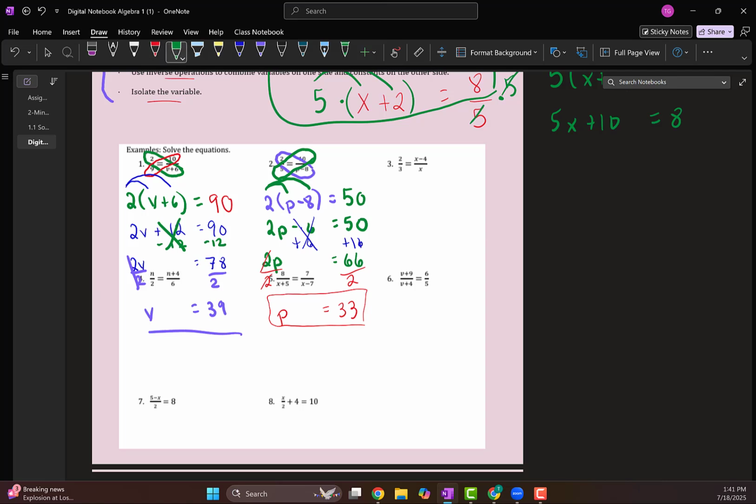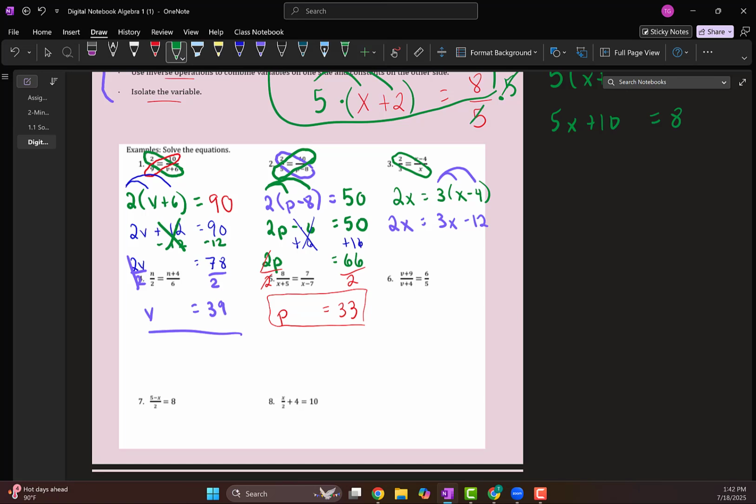Try to start number 3. Multiply diagonally. There's our first step. What's next? So now we have 2x equals 3x minus 12. Next step's a little trickier.